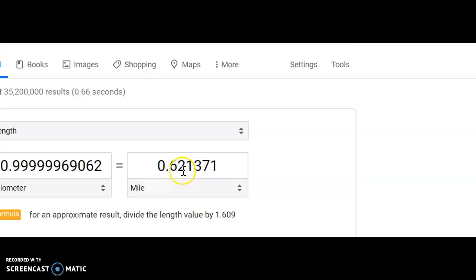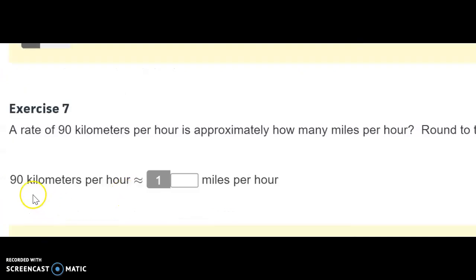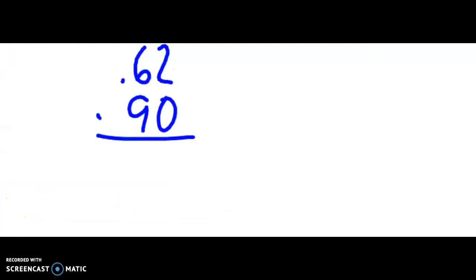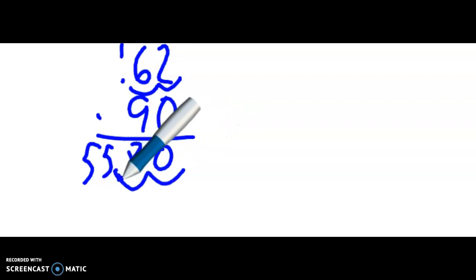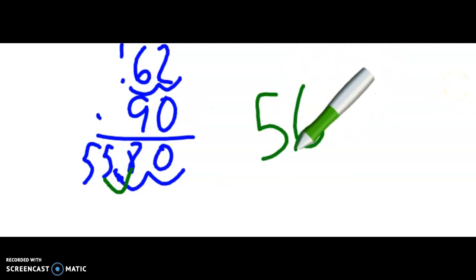So when I look at these numbers right here, the 62, this next number is a 1, a 3, so most likely it's just going to round to 62. So I'm going to take this 0.62 and multiply it times 90. So 9 times 2 is 18. 9 times 6 is going to give me 54, plus 1 is 55. I use my decimal place, I move it over twice, 1, 2, and my answer is 55.8. Well, I have to round to the nearest one, so that 8 is going to round up, and that's going to make this number 56.